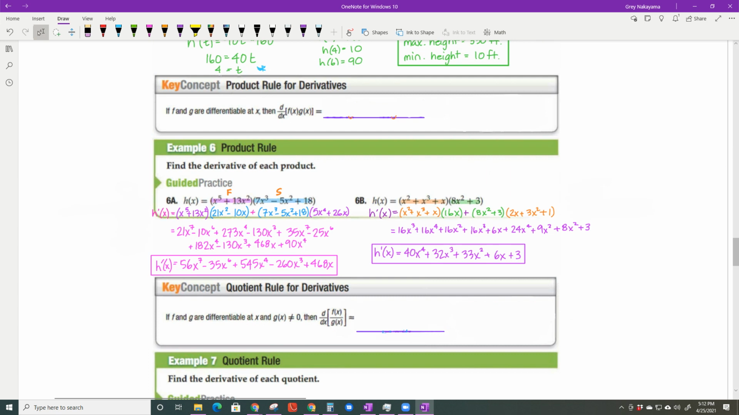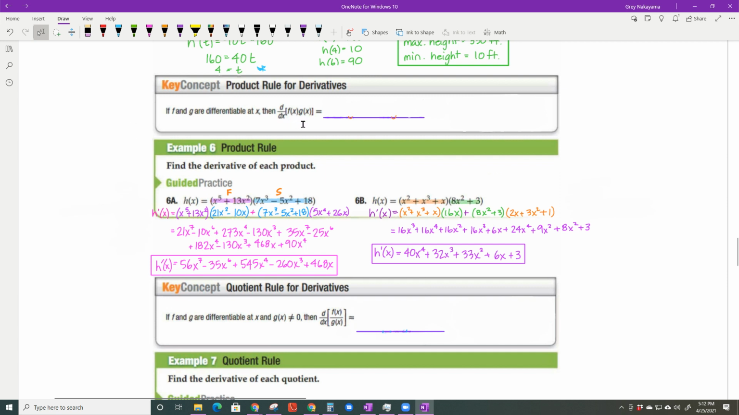Product rule, which is what I tried to start at the beginning instead of power rule. Okay? The product rule for derivatives. Okay, now look at this. This is the notation. It looks kind of scary, but it's not. This is notation for a derivative. And this is 2 functions that are getting multiplied together.